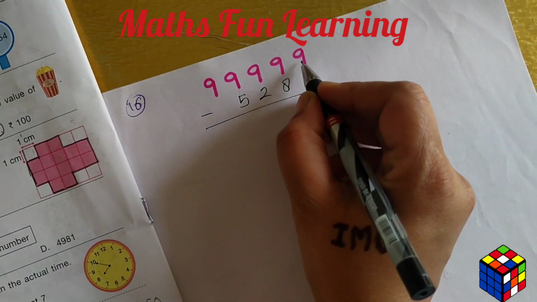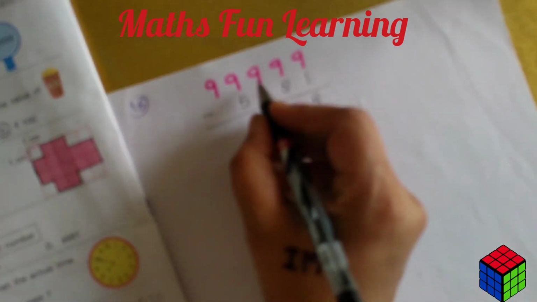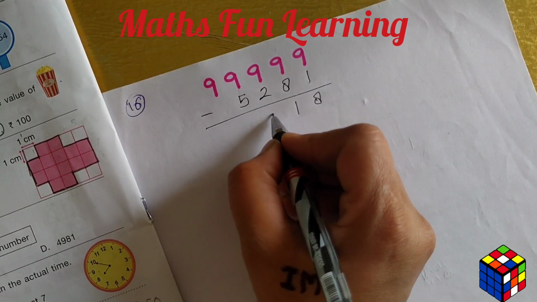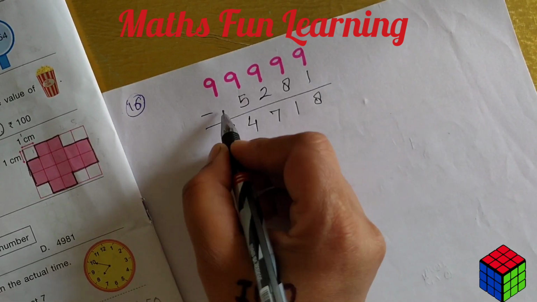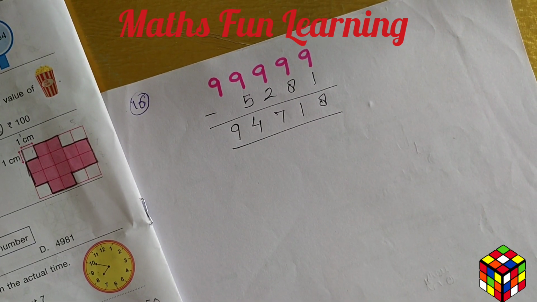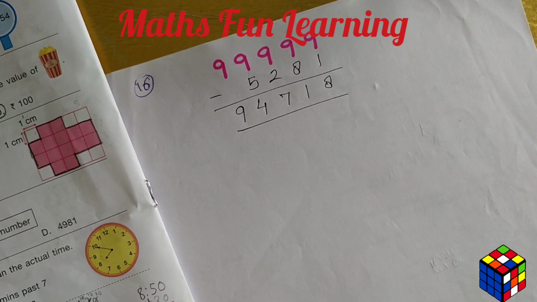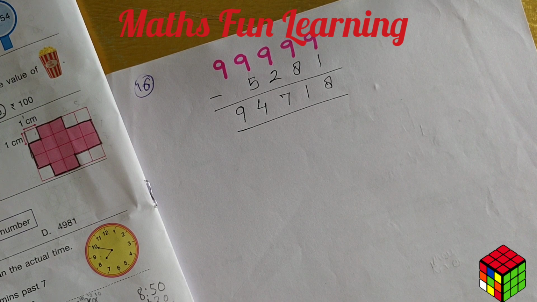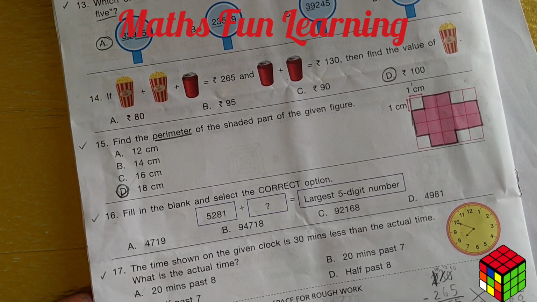5281. 9 minus 1 is 8. 9 minus 8 is 1. 9 minus 2 is 7. 9 minus 5 is 4. And 9 minus 0, which is nothing, is this. So the number is 94,718. Let's see which option is correct here. B, that's correct.